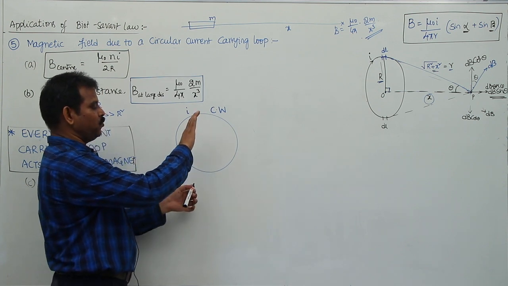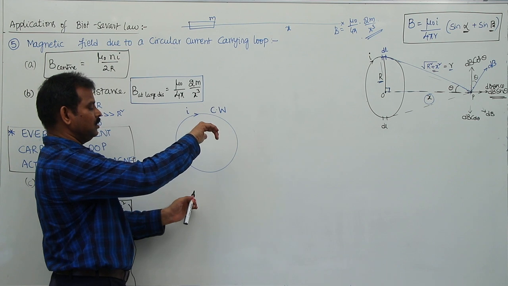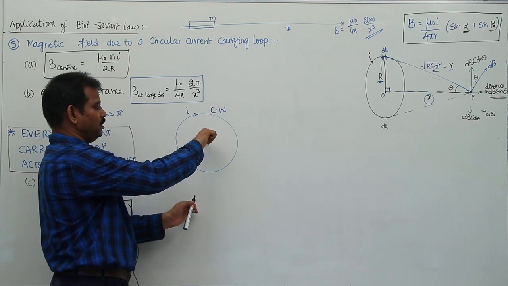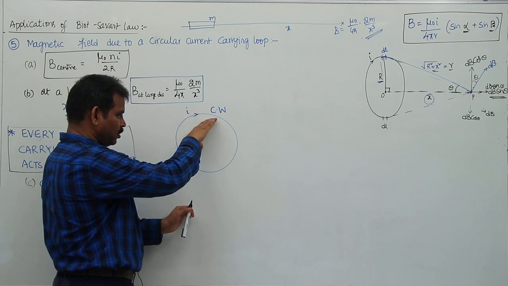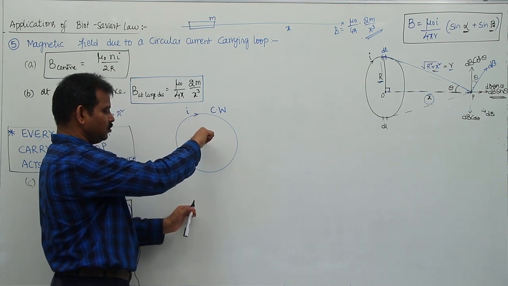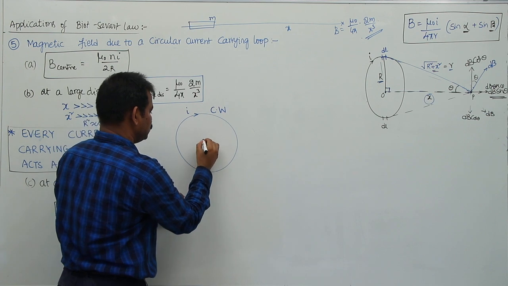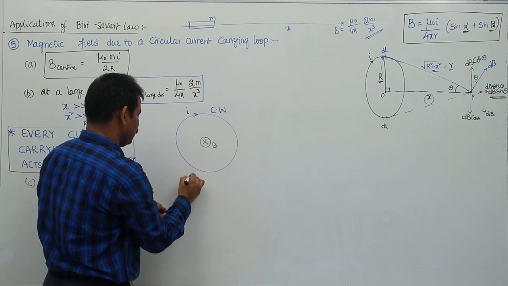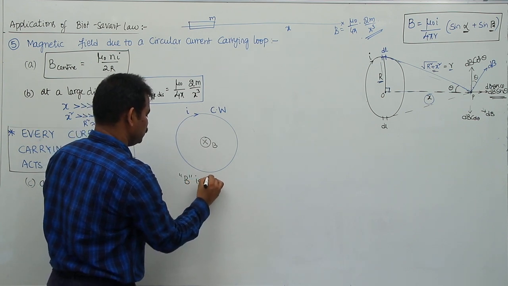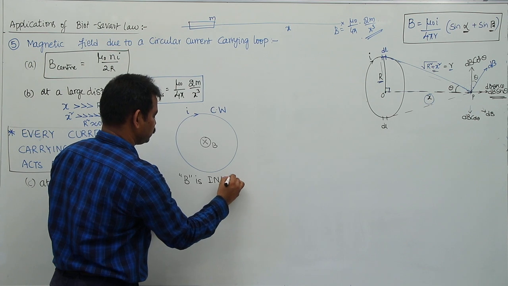So here let us say the current is flowing in the direction of the curled fingers. The magnetic field is along the thumb indicated by your right hand. When the current is flowing in clockwise direction, the thumb is indicating inwards, so the magnetic field is into the board. So B is inwards.